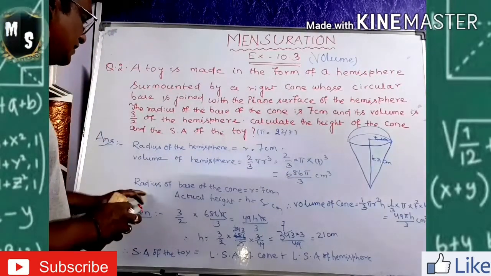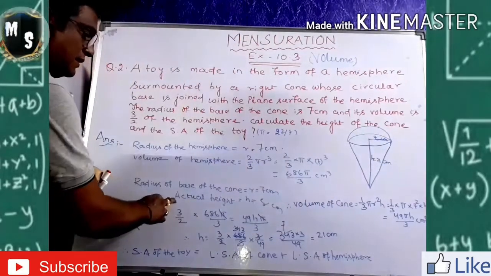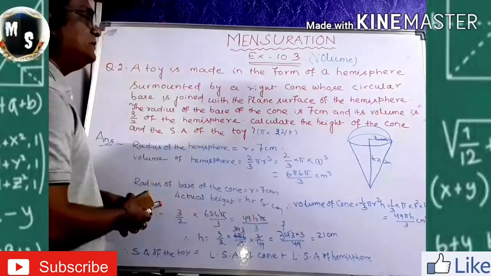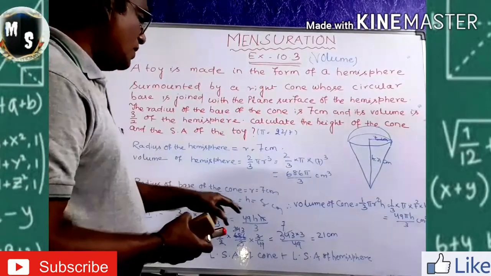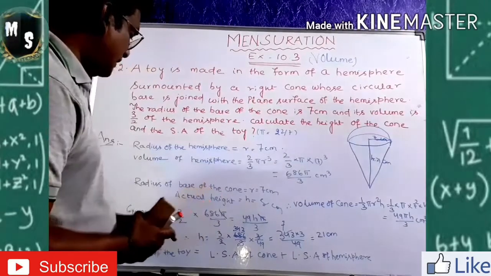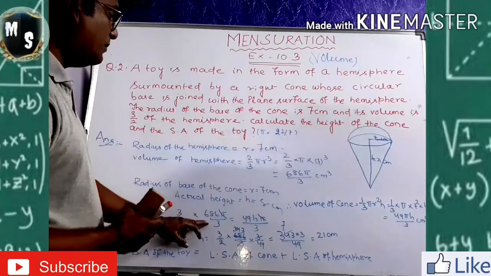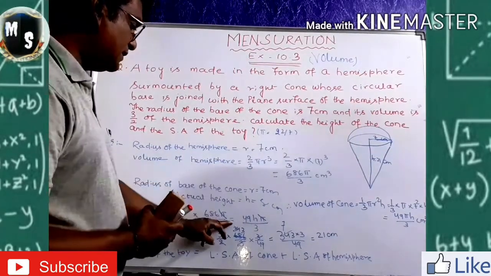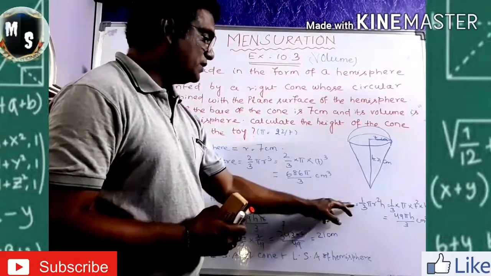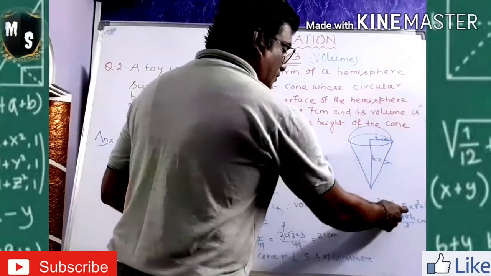Now what is the radius of the base of the cone? That is also 7 centimeter. Then what is the height? The height is given to you, see. The actual height right now is 8 centimeter. Then what is given? 3 by 2 of the hemisphere volume is equal to the cone volume. So what is the volume of the cone now? Volume of the cone is 1 by 3, direct formula, pi r square h.